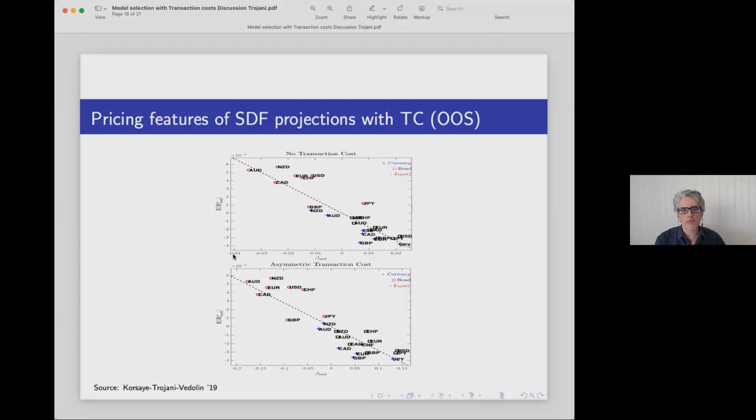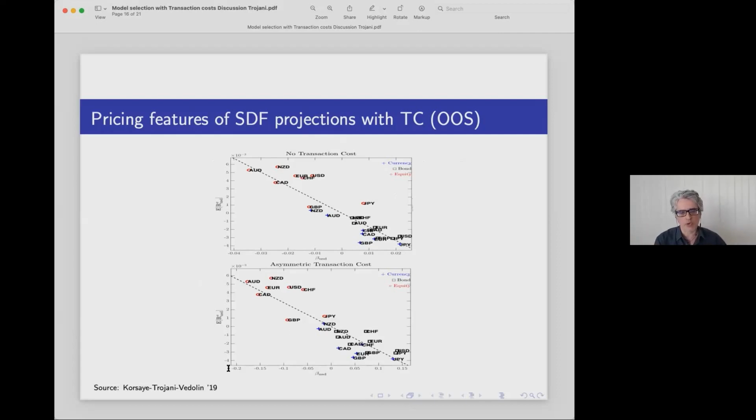Okay. So in terms of pricing, that's what happens, for example, out of sample here. On this axis, these are betas with respect to these expected factors, and these are the expected returns. This is what happens if you work with the factor constructed with no transaction cost. That's what happens with the factor with transaction cost. What is interesting here, you see what happens here. The betas to the transaction cost factors are relatively concentrated.